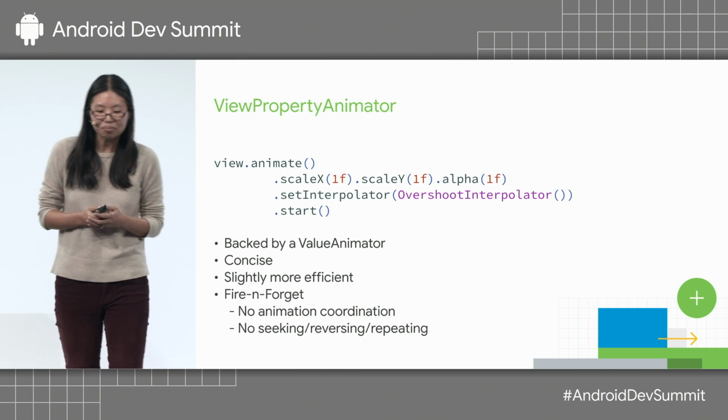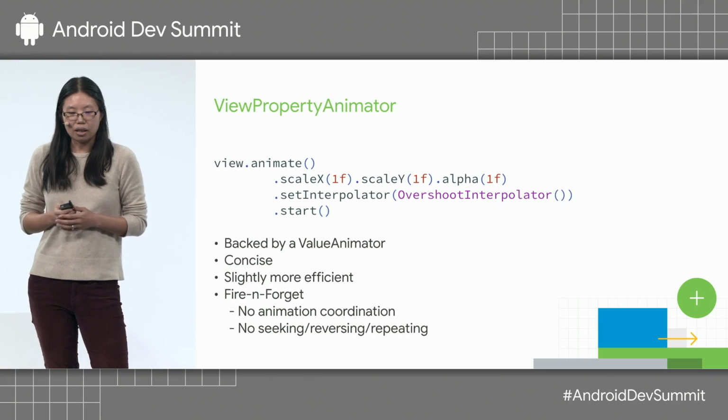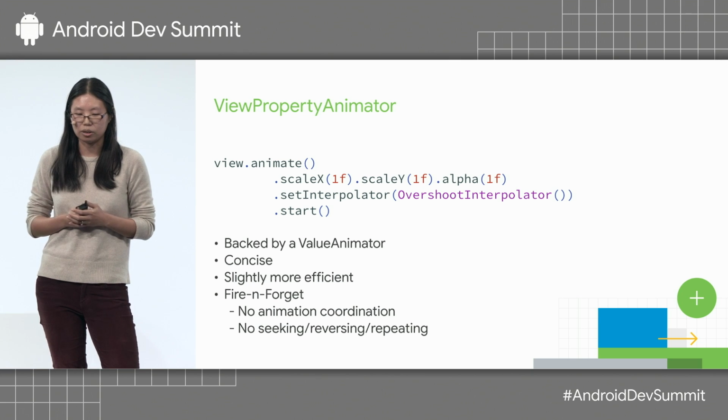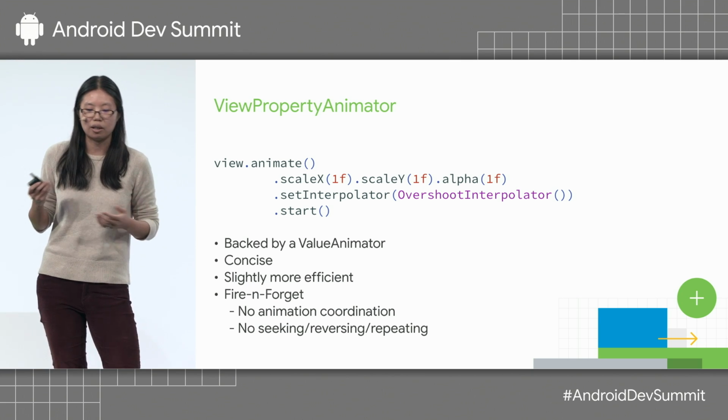And view property animator is backed by a value animator, it's not an animator. So you can't really coordinate it with the other types of animators. You also can't reverse it or seek it or repeat it.